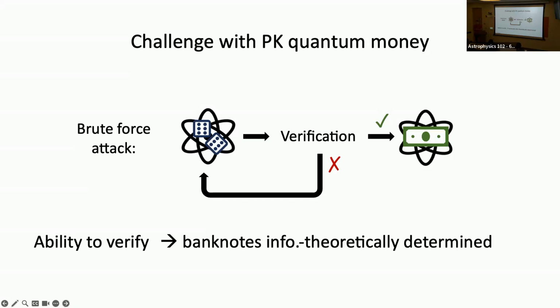And this is not something that was true of Wiesner's original protocol. In Wiesner's original protocol, let's pretend that you're not communicating with the mint to verify banknotes. If you just have the state on your own, there's nothing you can do. You can't recover the state.